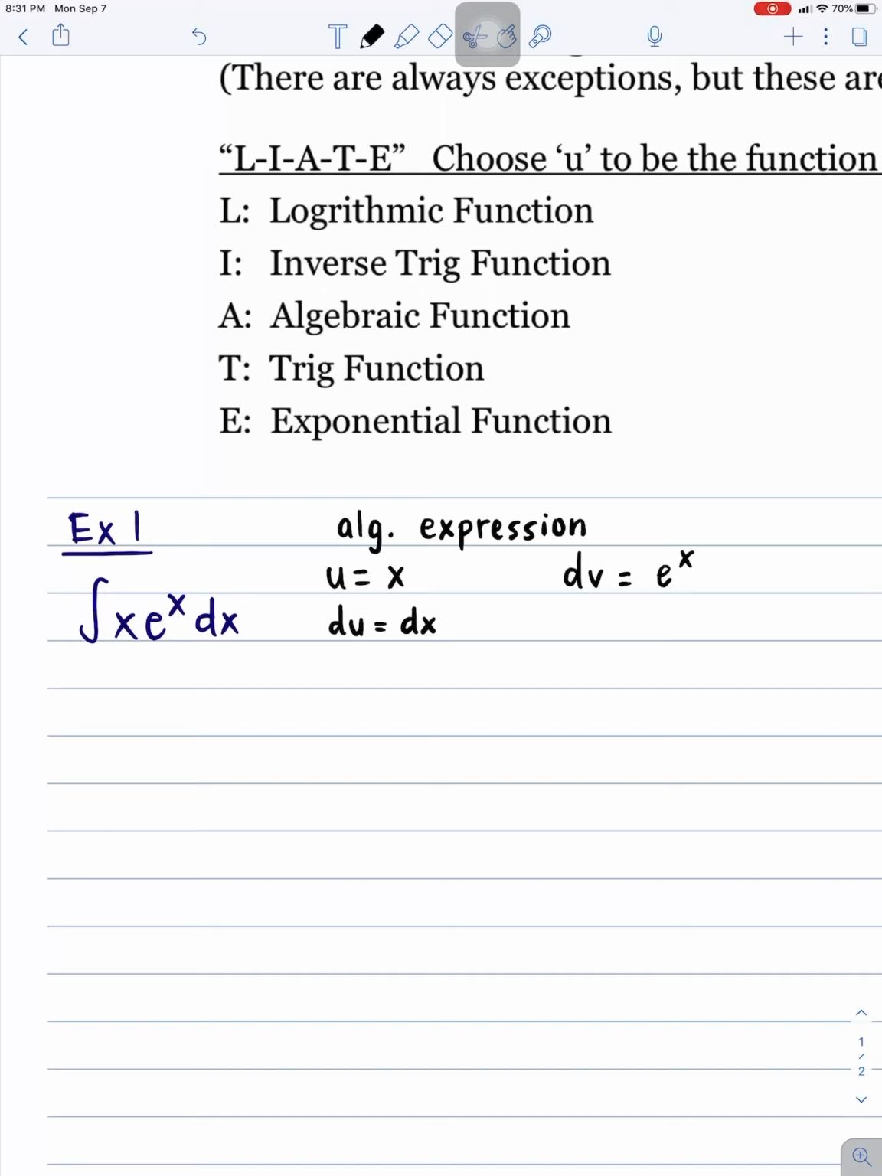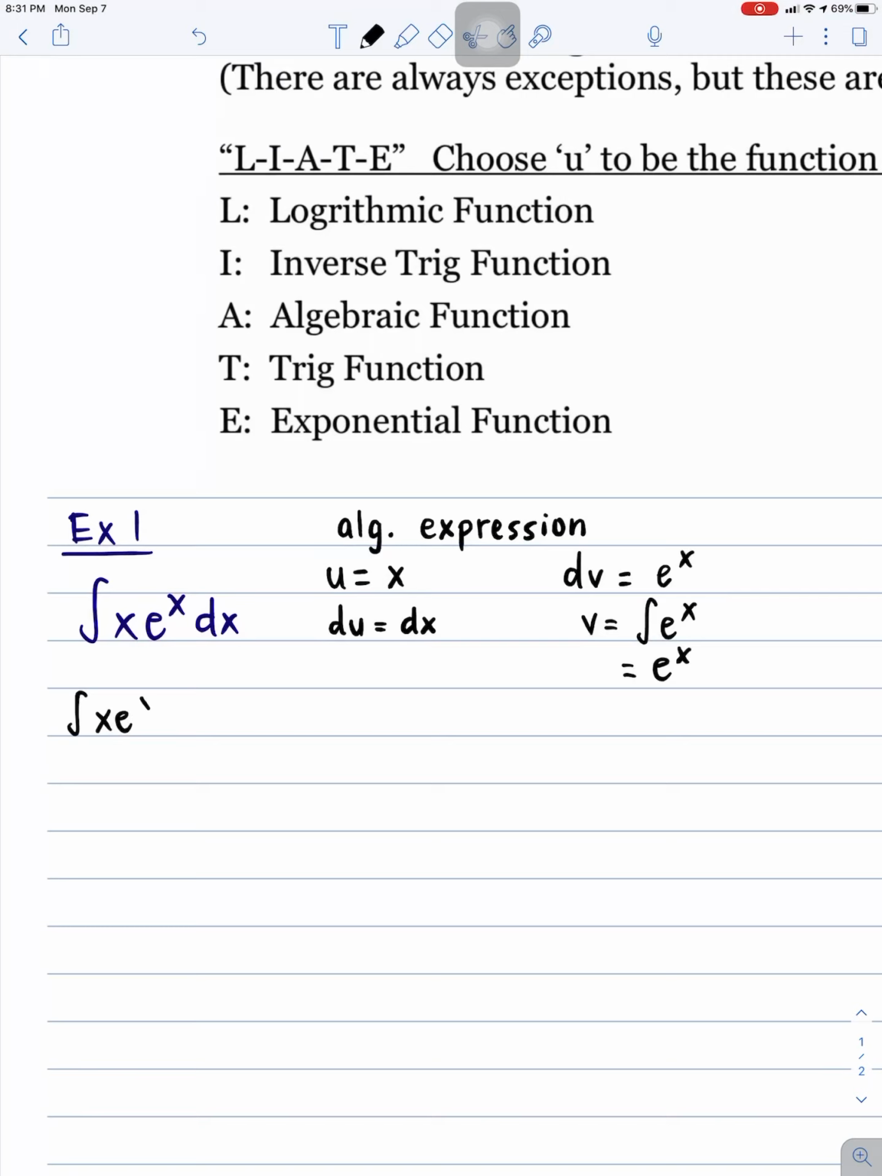How do you get v? Well, you need to integrate it, so the integral of e to the x would just be e to the x. So now you just plug it into the formula. The integral of x e to the x dx is going to be uv minus the integral of v du.